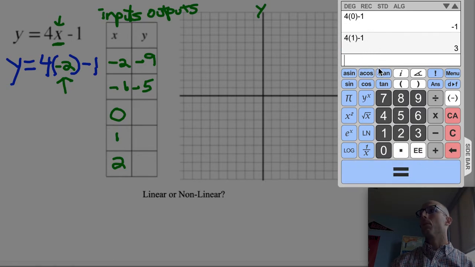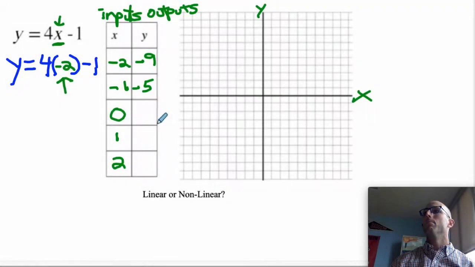And again, these you can probably do quickly in your head too, maybe even faster than this, which is totally fine, but I just want you to see how I'm doing this using the power of the calculator. Input of 2, I get 7. All right, so I had -1, and then 3 and 7, so I'm going to plug those in. -1, 3, and 7. There we go. That's all there is to it, generating a table.